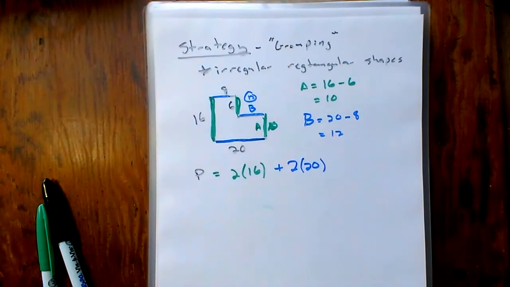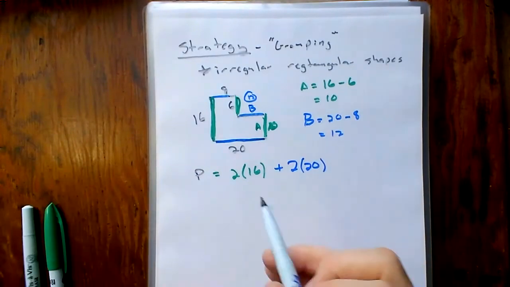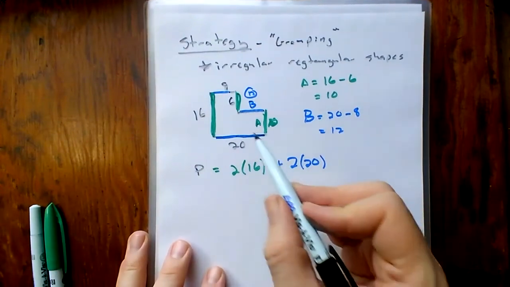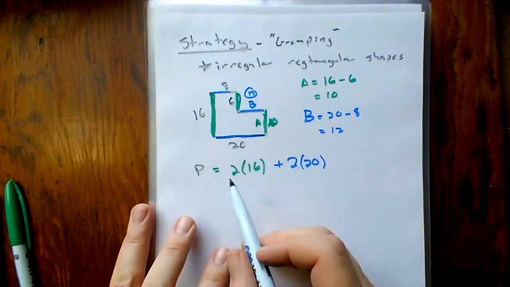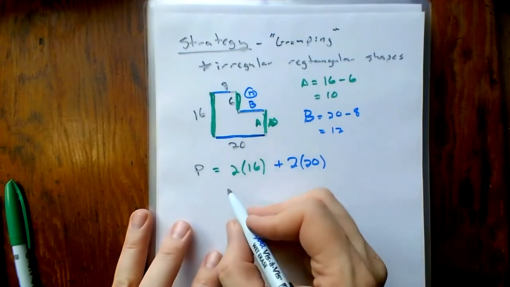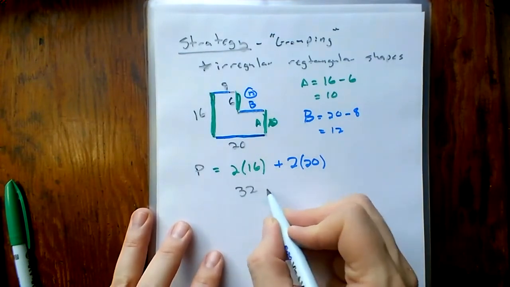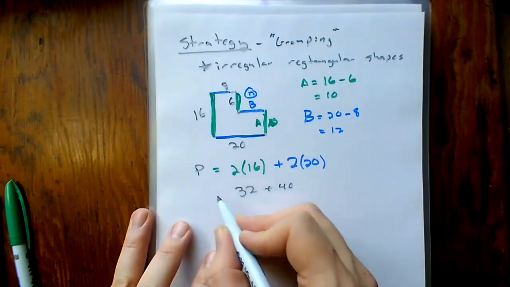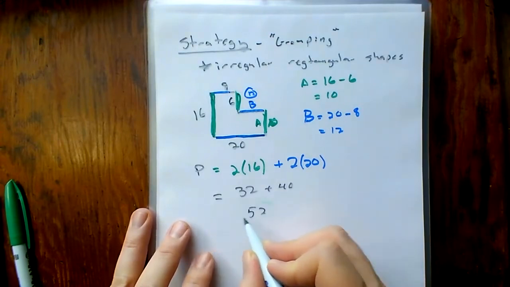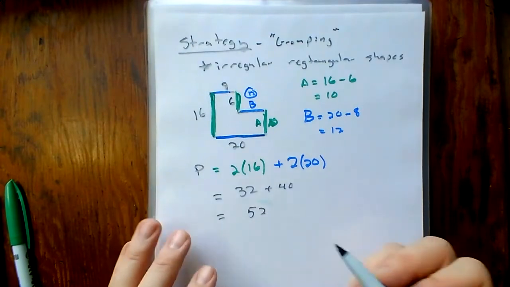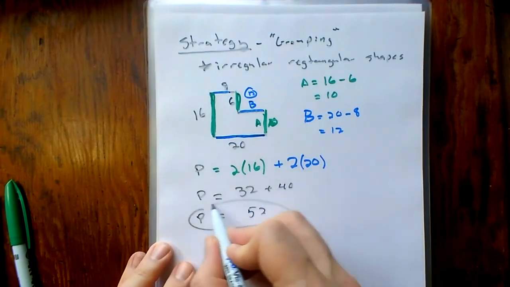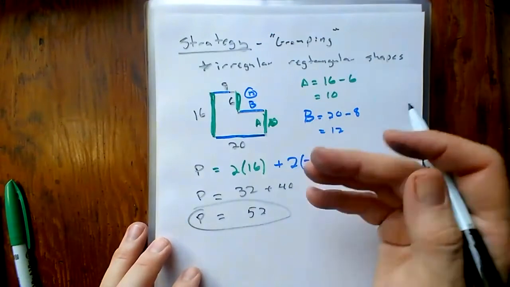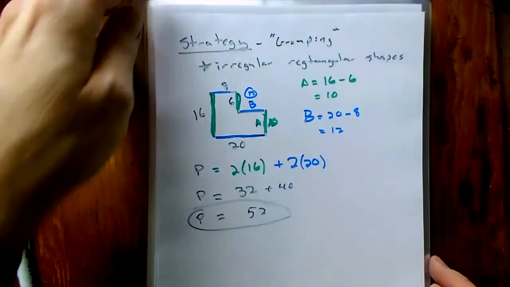When I do this, that allows me to do quicker calculations with fewer numbers, and that actually makes the calculation a little bit easier. So here I would have 32 plus 40. This entire perimeter would be 52, whatever units I'm using. So you can use grouping with a shape like this.